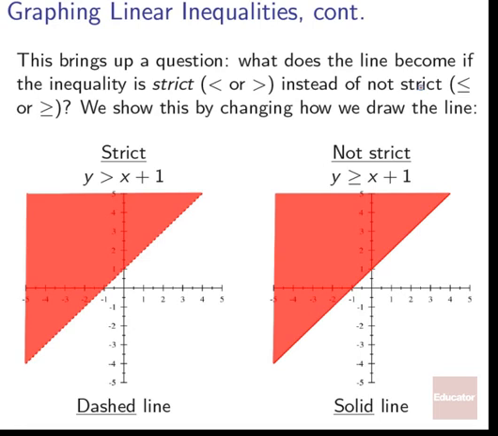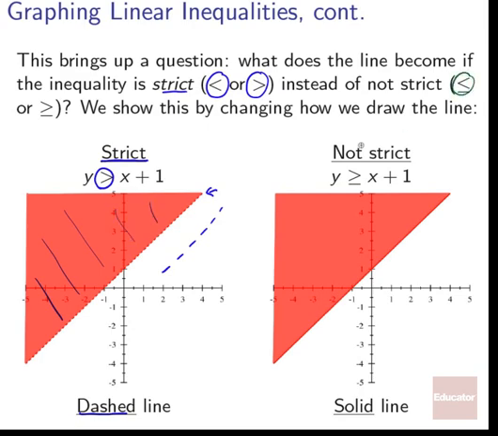which is less than or equal to or greater than or equal to? So if we've got a strict inequality, less than or greater than, it is purely less than or it is purely greater than. We show this by changing how we draw the line in the graph. So if it's a strict graph, like y is greater than x plus 1, we show that it's strict by using a dashed line. It's a little bit hard to see here, but notice that the line is actually dashed like this. So we're saying that we're not including the line, we're only including the stuff above the line, but the line itself is not allowed.